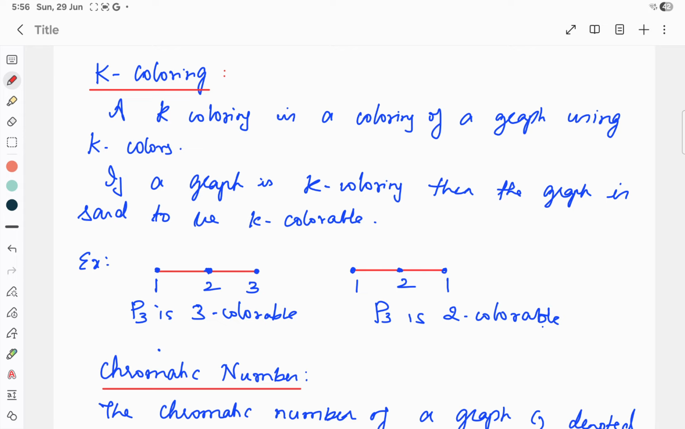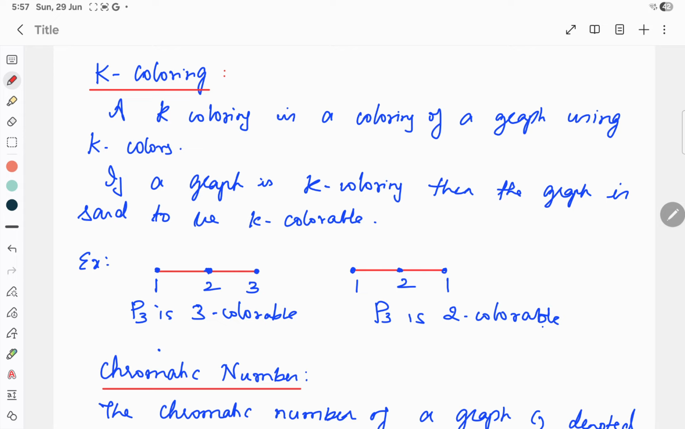A K coloring is a coloring of the graph using K colors. So we have seen that in the previous graphs, in the proper coloring, we have used 3 colors as well as 2 colors. So it is a 3 color graph and a 2 color graph. So a K coloring is the coloring of a graph using K colors. If a graph has a K coloring, then the graph is said to be K colorable. It is just the name given.